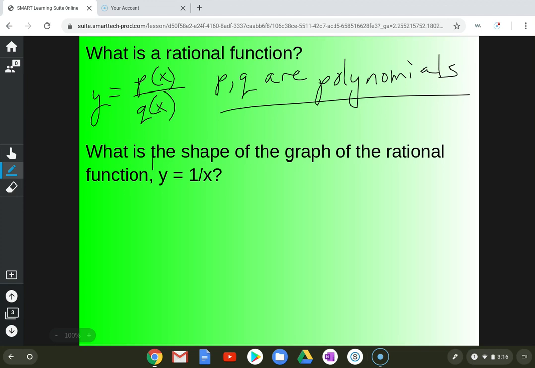This one, the parent function, y equals 1 over x, the polynomial on top is y equals 1. That's okay. It's just a constant function, a monomial. And then y equals x is a linear function, still a monomial.